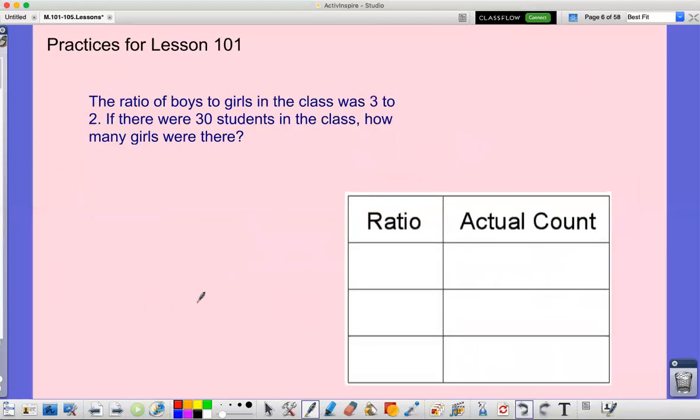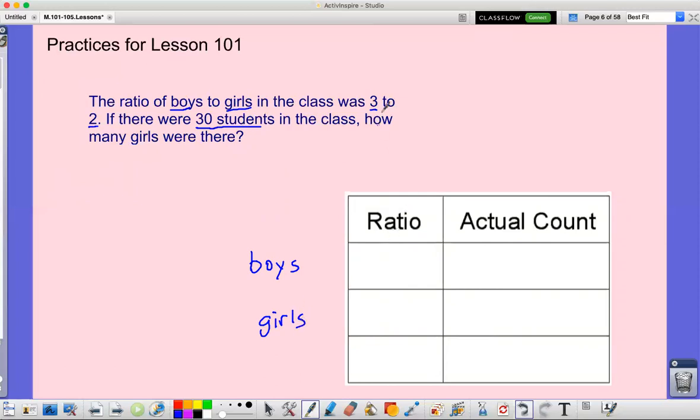All right, let's try this last one here before your quiz. The ratio of boys to girls in the class was 3 to 2. So boys to girls was 3 to 2. If there were 30 students in the class, how many girls were there? There's nothing here. What are we going to do? Well, in this case, I see my ratios given, and I'm going to just start with the boys to girls. It has to be in that order. Boys to girls.